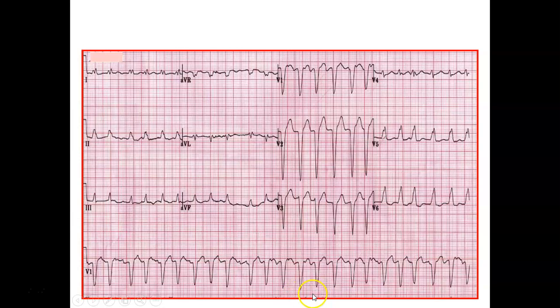Look at this ECG. Again, this is wide complex tachycardia, but this seems to be irregular. You see the RR interval is variable. So it's difficult to get SVT with this irregularity. So probably this is atrial fibrillation with left bundle branch block. We have the findings of the left bundle branch block.